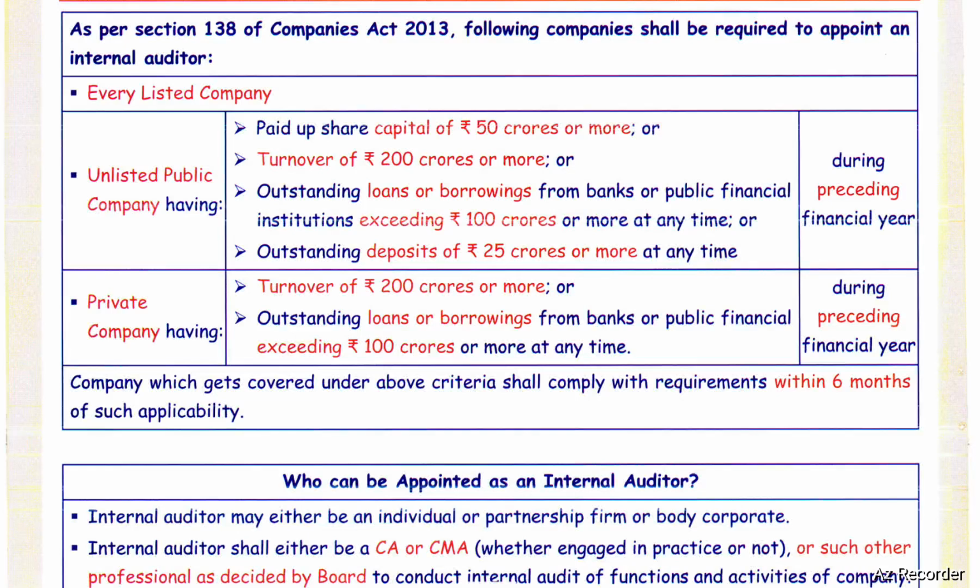In case of private company having turnover of 200 crores or more, or outstanding loans or borrowings from banks or public financial institutions exceeding 100 crores or more at any time during the preceding financial year should have internal auditor. In case of private company, first 100 crores, next 200 crores: 100 crores for borrowings, 200 for turnover. Company which gets covered under above criteria shall comply with the requirements within 6 months of such applicability.